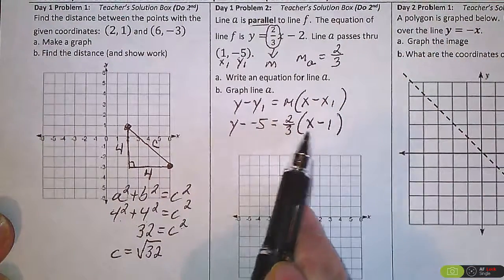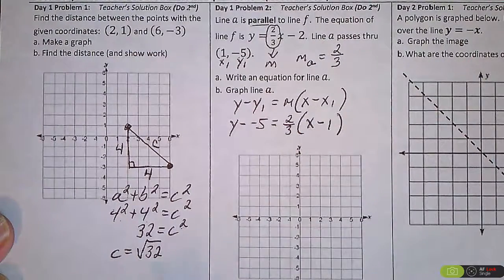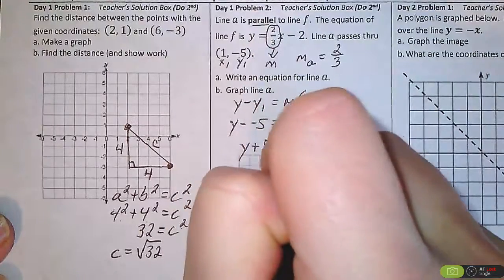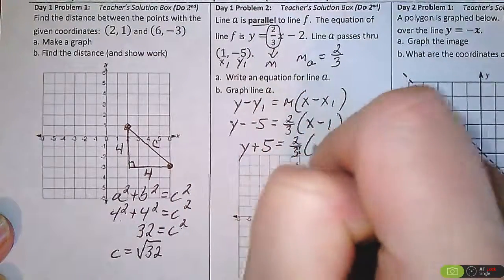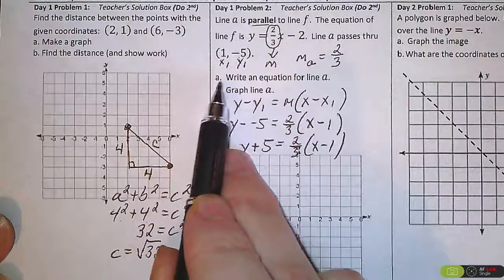This is our equation, but because of this double negative sign right here, let's do one step of simplifying. We'll write this as y plus 5 equals 2/3 times x minus 1. There's the answer to question A.